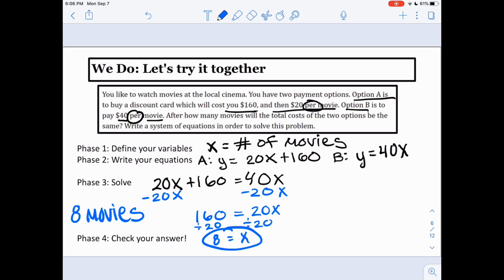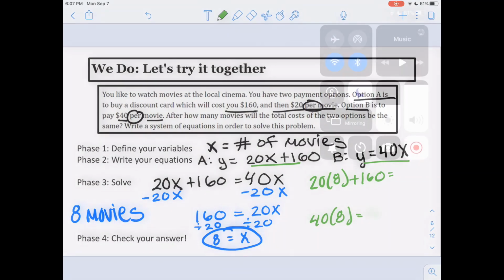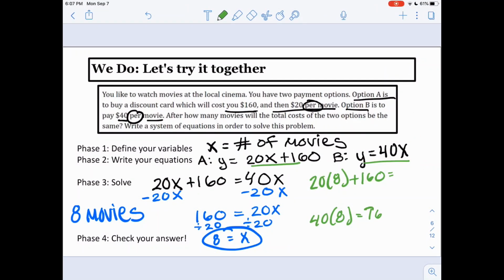Phase 4 is that we need to double check our work. I'm going to plug the 8 back into both equations to make sure they equal each other. Forty times 8 is 320. 20 times 8 plus 160 is 320. Awesome, we did it right, because this is the x value that makes the two equations equal to each other. We can confidently circle our answer and move on.